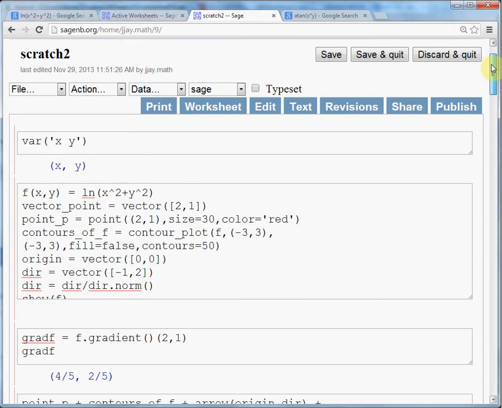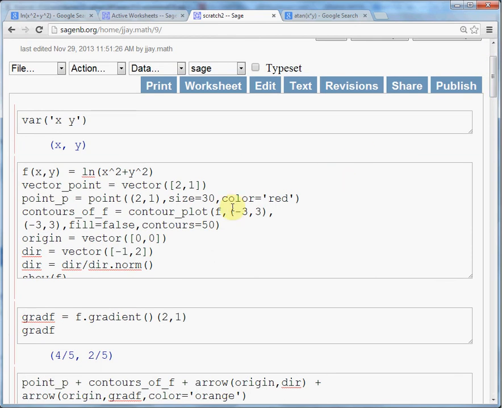I'm going to run through what I've done here in Sage really briefly, but it's not really essential. This is the given point, (2, 1). This is a plot of it. This is the contour plot of the function that I'm going to use. And just for some things that I'm going to do with the plotting, I need a vector for the origin. And this is the direction vector.